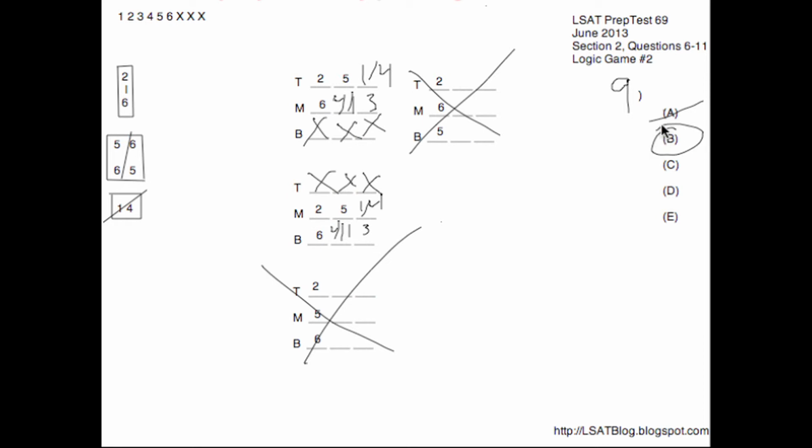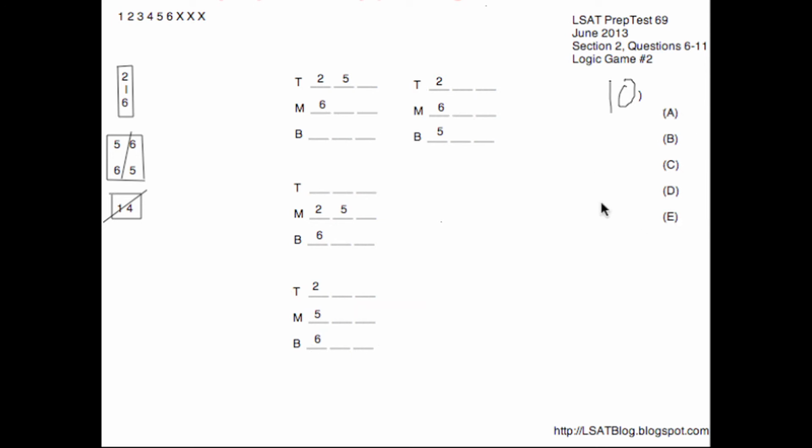I will look at the remaining choices though. 1 and 5 on the same shelf. That could happen in either of these, but does not have to. So C is gone. 2 and 3 together cannot happen in either of these, so D is gone. And then choice E, 4 and 5 on the same shelf, does not need to happen because 4 and 1 are interchangeable, leaving B as our answer for number 9.